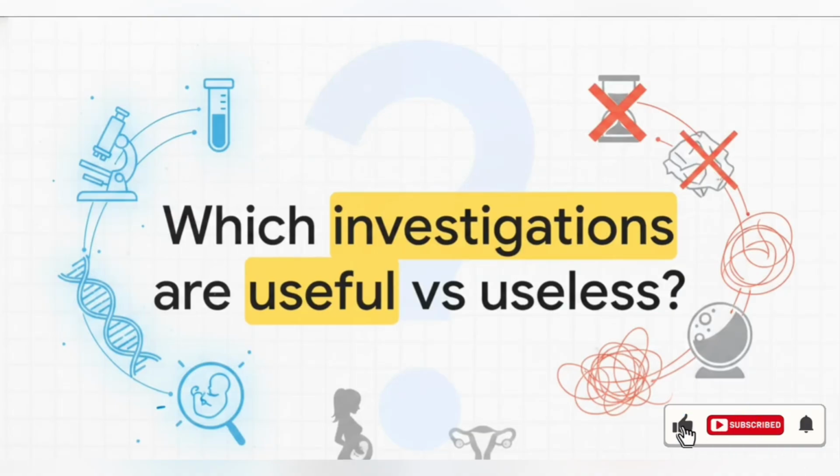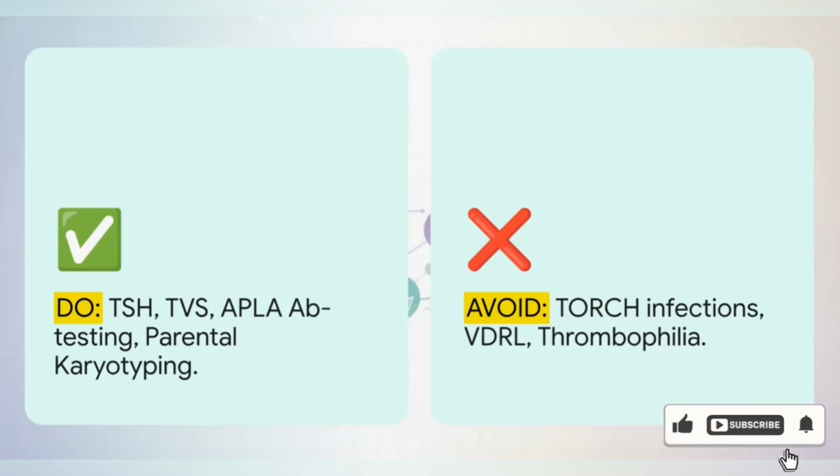Okay, time to wake up. A patient walks into your OPD with a history of recurrent abortions. Which exact investigations should you order right now, and which ones are totally useless? Think about it for a second. Here is your answer. The ones you absolutely do: TSH for endocrine causes, a transvaginal scan, or TVS, for uterine causes, APLA antibody testing, and parental karyotyping.